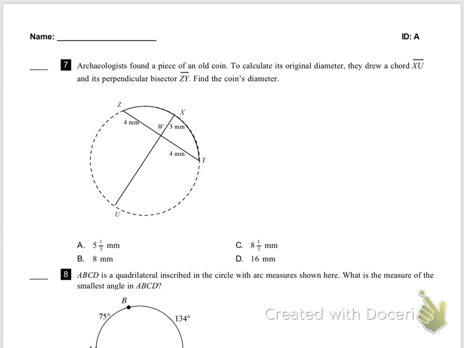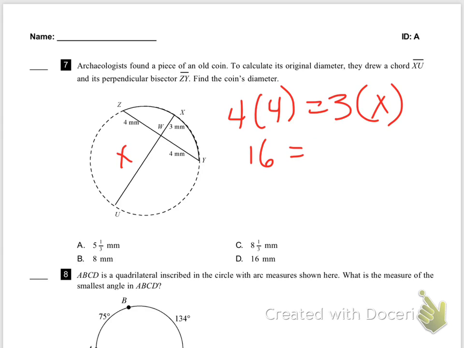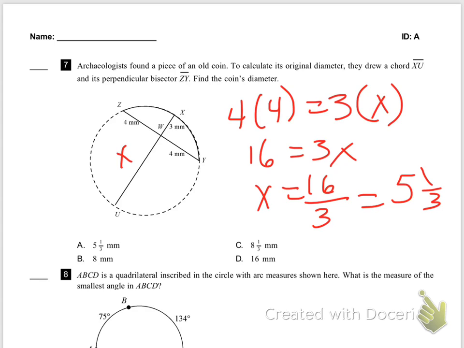Okay, so what we need to remember is that formula that says that when two chords intersect, the product of the intersecting parts are equal. So 4 times 4 is equal to 3 times x. That's 16 equals 3x, or x equals 16 over 3, which is 5 1/3. However, they asked for the coin's diameter.